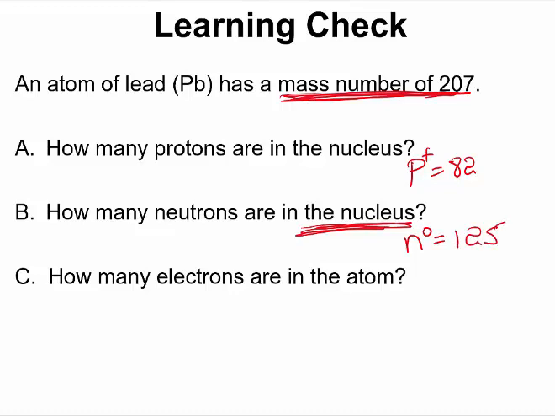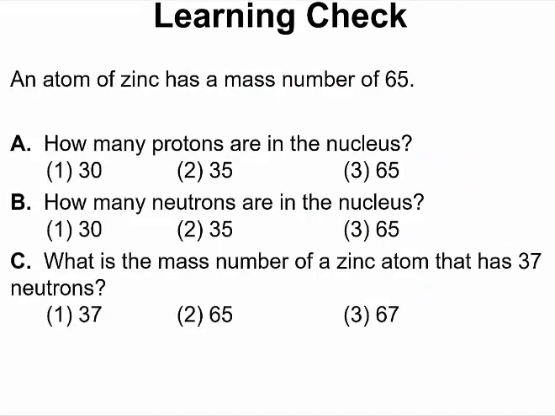How many electrons are in the atom? An atom has to be neutral. And that means the number of protons must be equal to the number of electrons. So an atom of lead would have 82 electrons. I need you to do one more just to be sure that you know how to do this. An atom of zinc has a mass number of 65. So please pause the video and solve the problem.